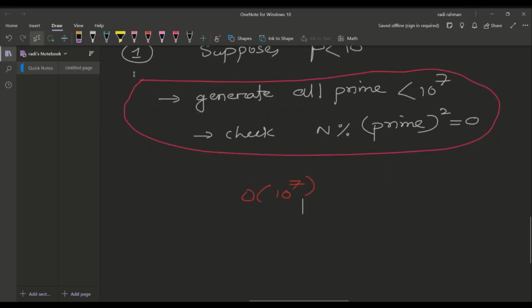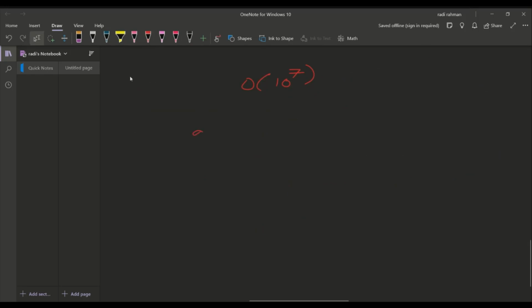And once you have found out that p, then your q will be nothing but n divided by p square, right? So this is the case where p is less than 10 to the power 7. But if your p is greater than 10 to the power 7, that means your p square minimum will be 10 to the power 14, right?